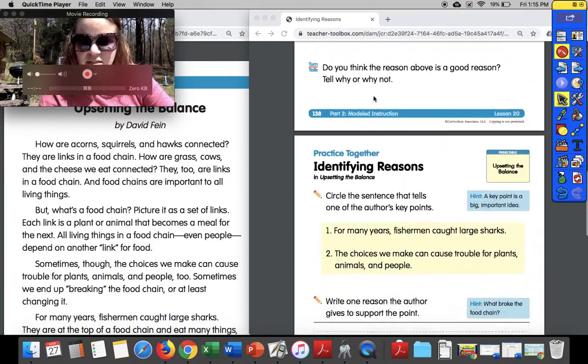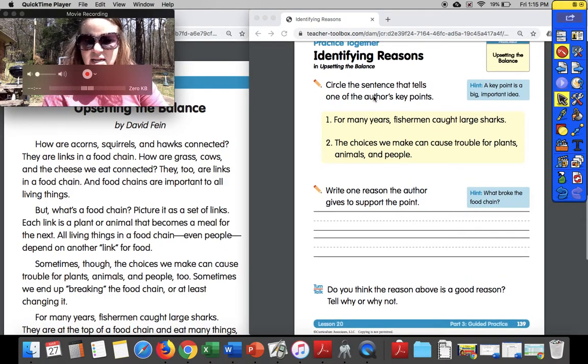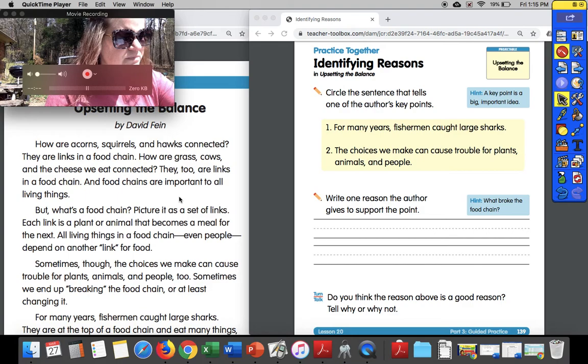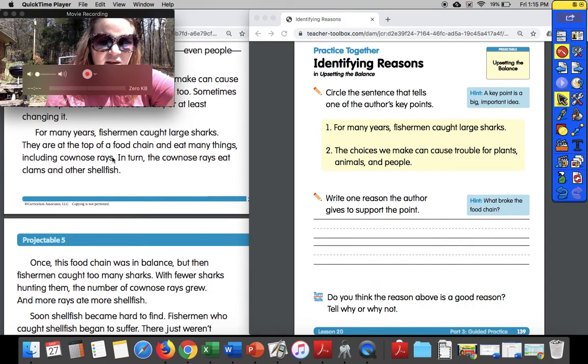These key points. So look in your workbook again, page 139. It looks like this right here. It says practice together. So we're still using Upsetting the Balance here. So if we think about this story, it told us about fishermen catching large sharks and how that affected that food chain. So think about the different animals that were in that. We had the sharks, the cow-nosed rays, clams, and then the other fish, the shellfish.